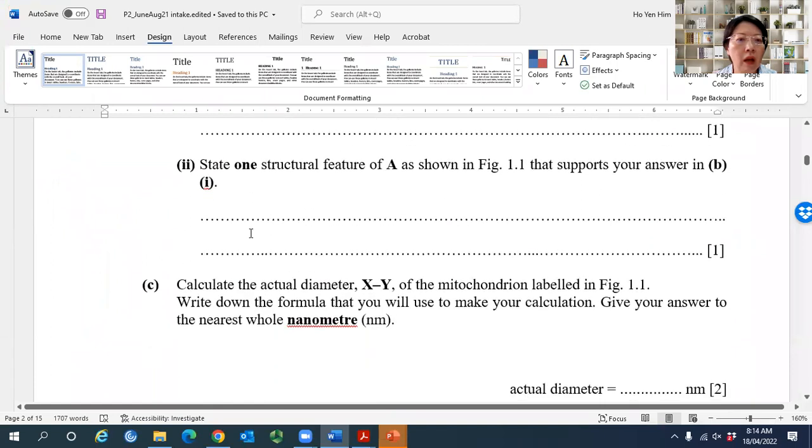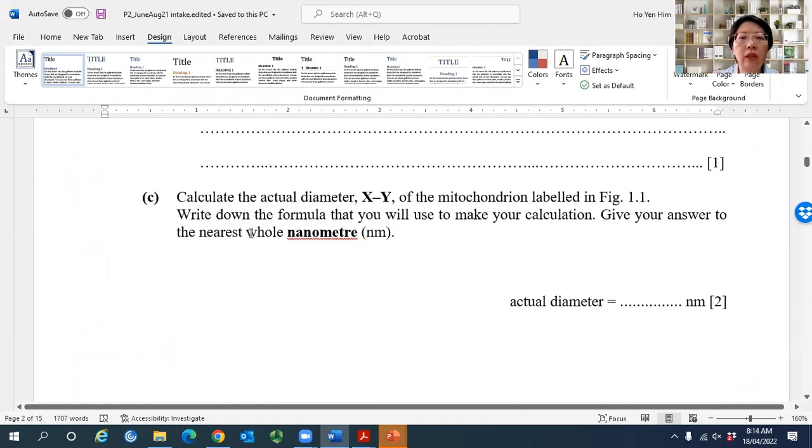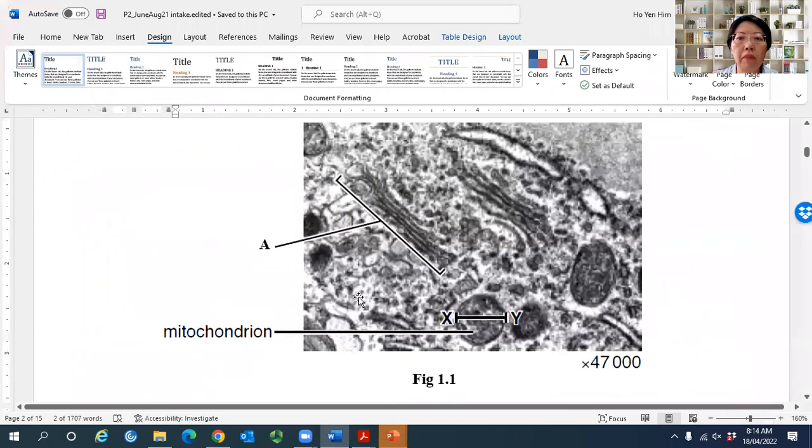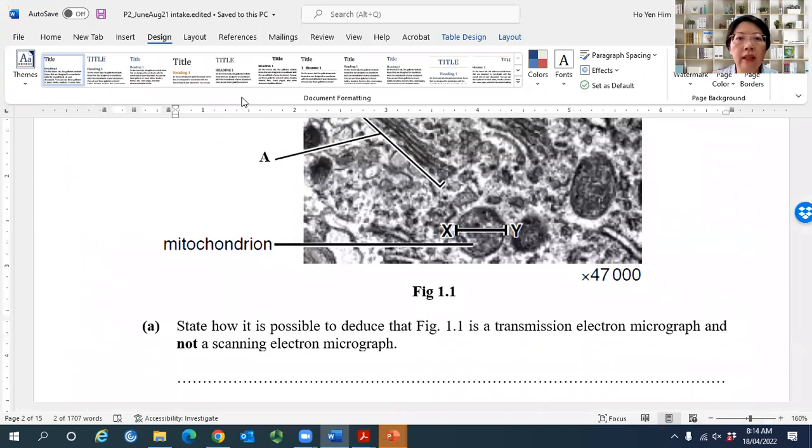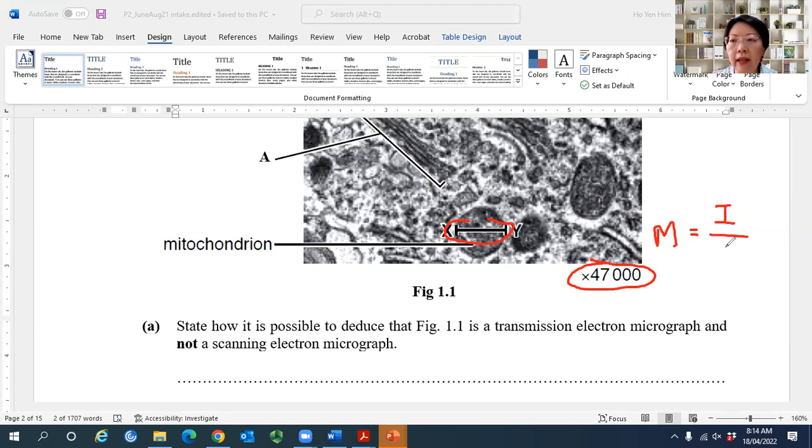C asks you to calculate the actual diameter of the mitochondrion and give your answer in nanometers. So you have to go to your paper, and in this question the magnification is already given, which is M, right? Then you put your ruler from X to Y. That will give you M equals I over A, so it gives you I, the image size. Then you can calculate your actual size and you have to convert it into nanometers.